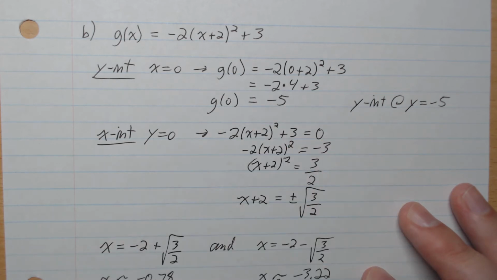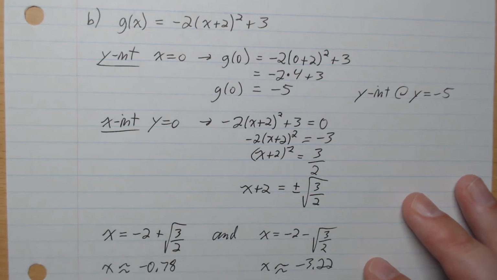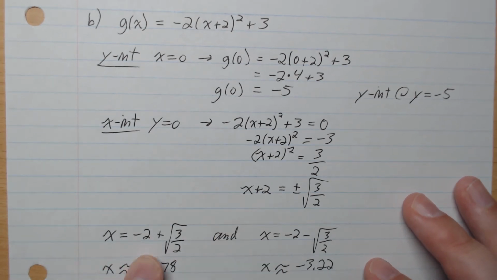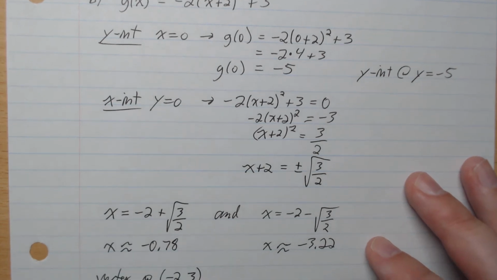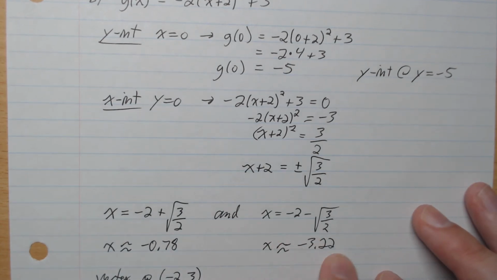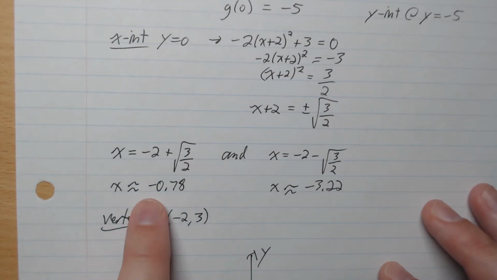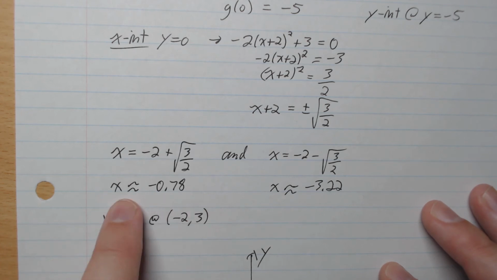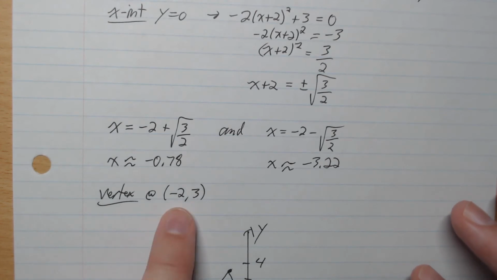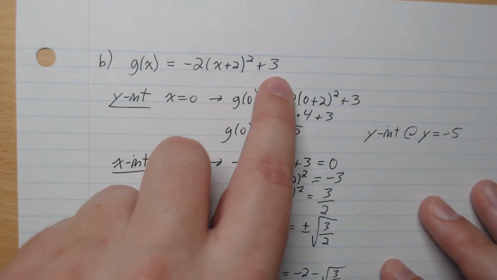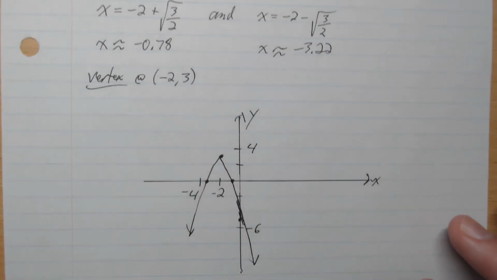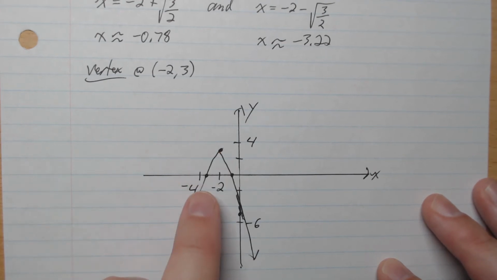Minus 3 to both sides, divide by negative 2 to both sides, square root both sides like that. And so we have x equals negative 2 plus root 3 over 2, and x equals negative 2 minus root 3 over 2. And so this is negative 0.78 approximately, and negative 3.22 like that. Vertex, negative 2, 3, right? Plot negative 2, 3, that's our vertex like that. So we plot our vertex, we have our x-intercepts and our y-intercept down here at negative 5.